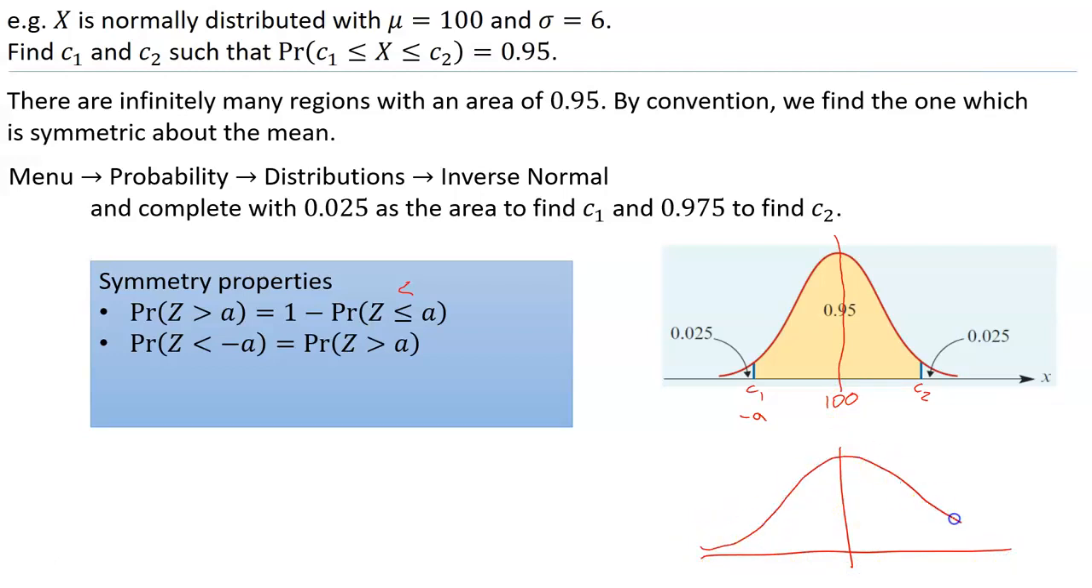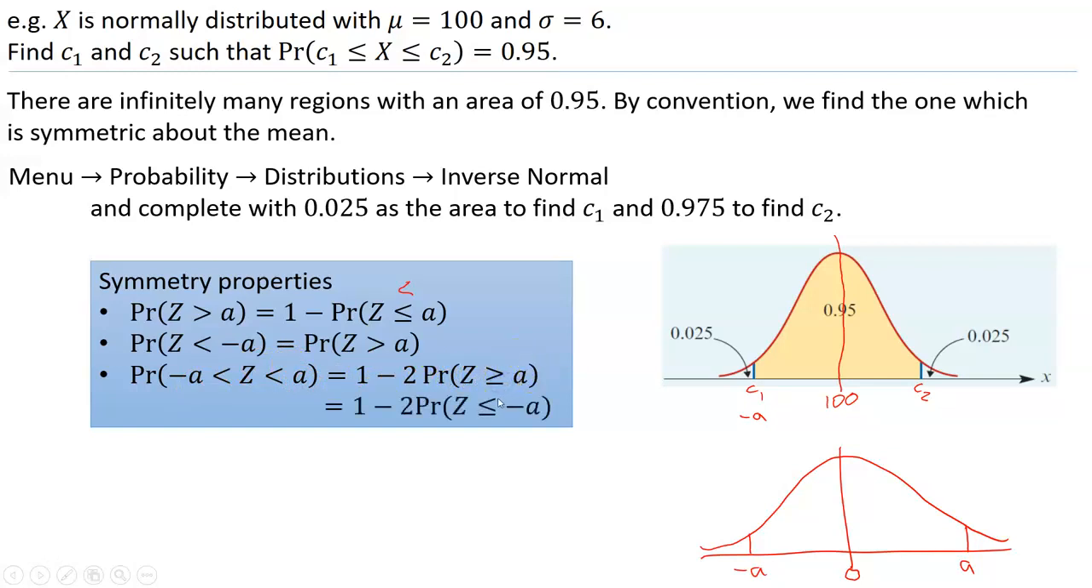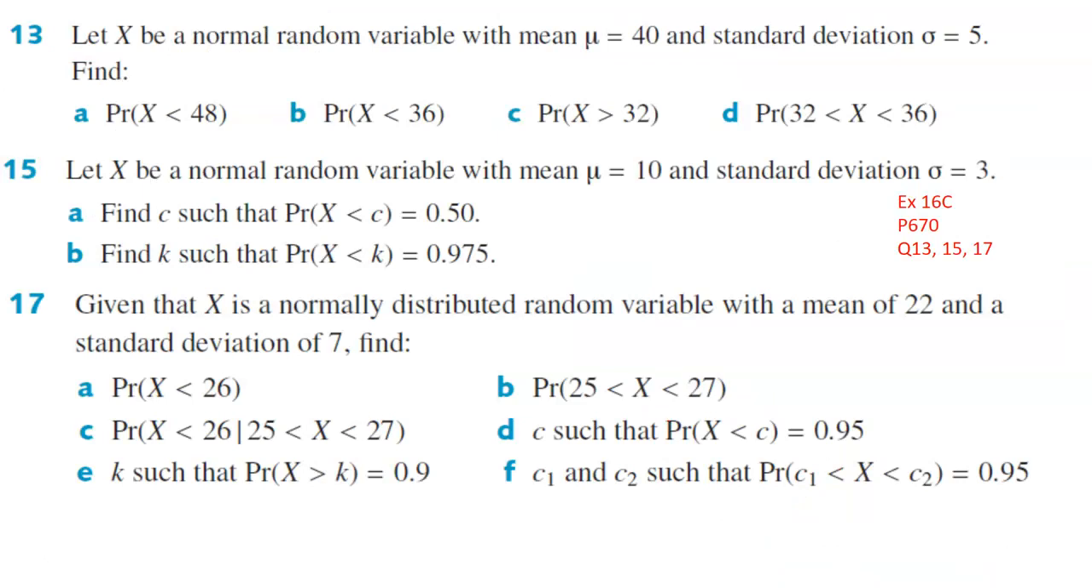When I have my standard normal variable with this at 0, negative A and positive A, there is the same area above the positive A as there is below the negative A. The probability that Z lies between negative A and positive A is equal to 1 minus 2 times the probability that Z is greater than A, or 1 minus 2 times the probability that Z is less than negative A, because these areas are equal. Now you can do questions 13, 15 and 17. Remember to mark your work.